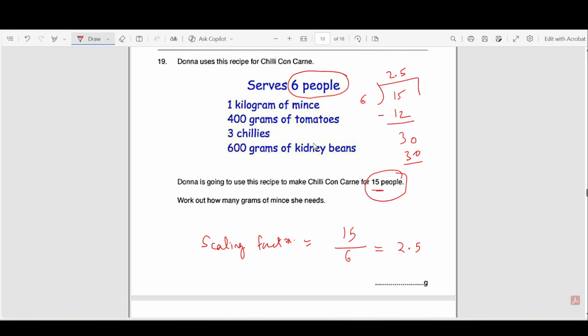Now 1 kilogram is given here. We need to find for 15 people. 1 kilogram is equal to 1000 grams, right? The scaling factor is 2.5. So if we multiply 1000 by 2.5, we'll get our answer. In a thousand we have 3 zeros, so just move the decimal by 3 places, 1, 2, 3 towards the right. The two empty spaces we fill with 0. The answer is 2500 grams.